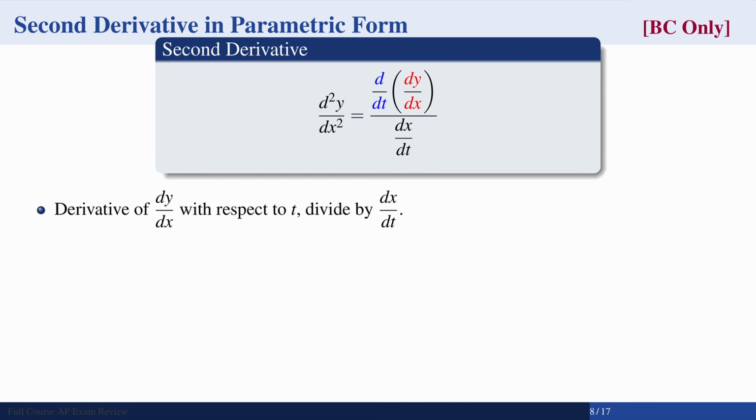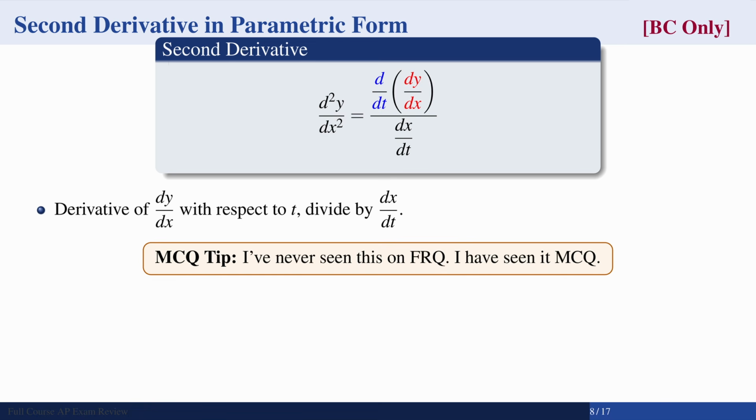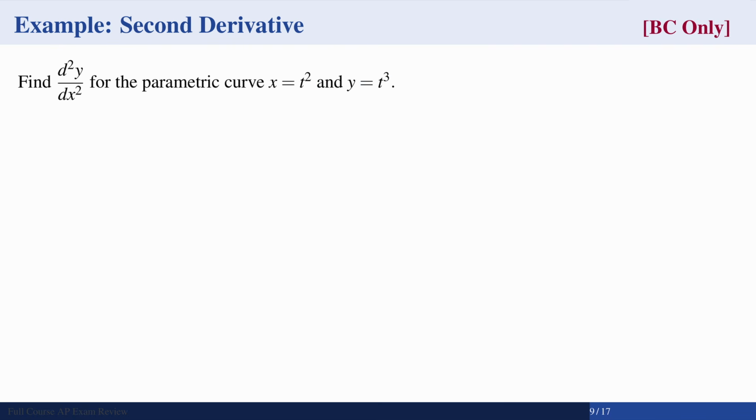So if you were going to say it out loud again, it's the derivative of dy dx with respect to t divided by dx dt. There's nothing really complicated about it. It's just like a weird formula. I've never seen this on an FRQ, but it does come up on multiple choice questions. All right, I think this is worth doing an example of.